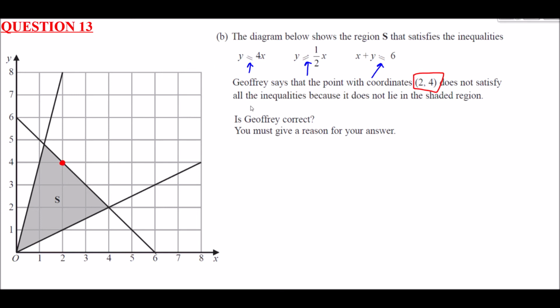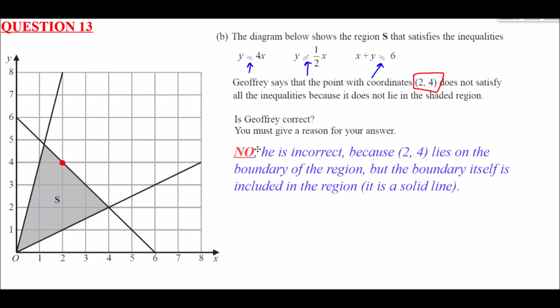So is he correct? Actually, no. He's incorrect, and this is just an example of wording which would be okay to use. He's incorrect because (2, 4) lies on the boundary of the region, but the boundary itself is included in the region. It's a solid line. If this was a dashed line, then Jeffrey would be correct. But because it's a solid line, unfortunately for him, he's incorrect.